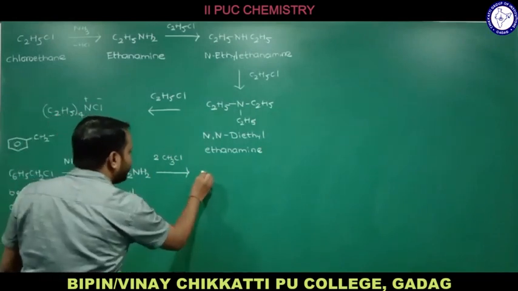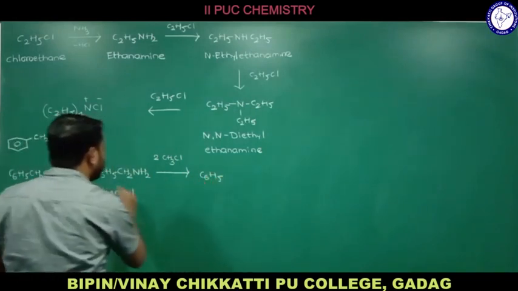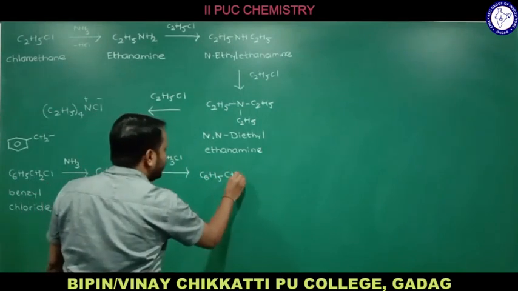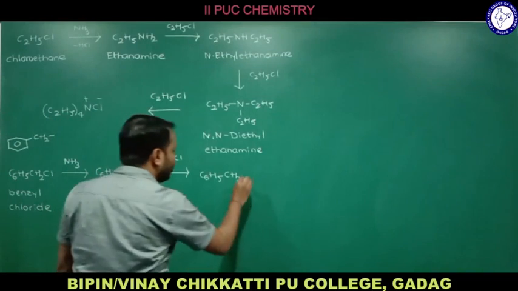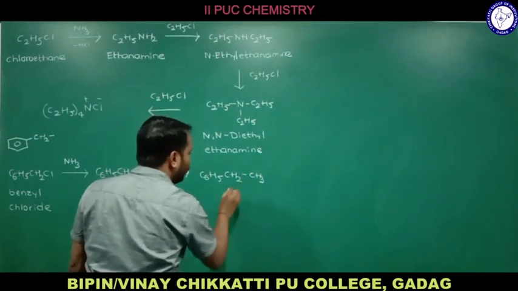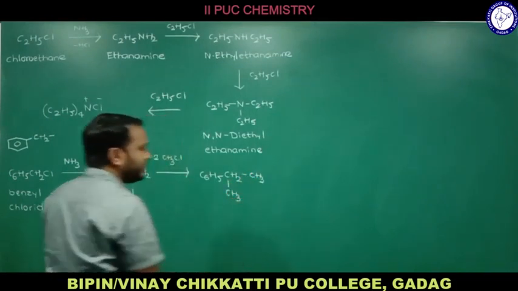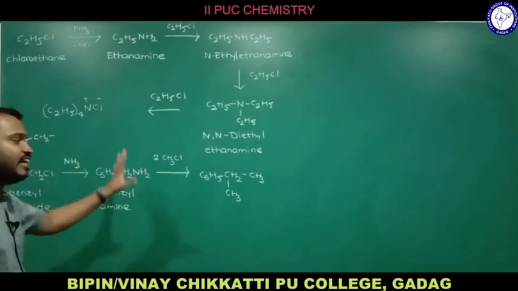And in this case what we are going to get here is C6H5, and we have a CH2 over here, and these two hydrogens are replaced by methyl groups. So here we have one methyl over here, and we have one more methyl over here. This is how we get the respective amines.